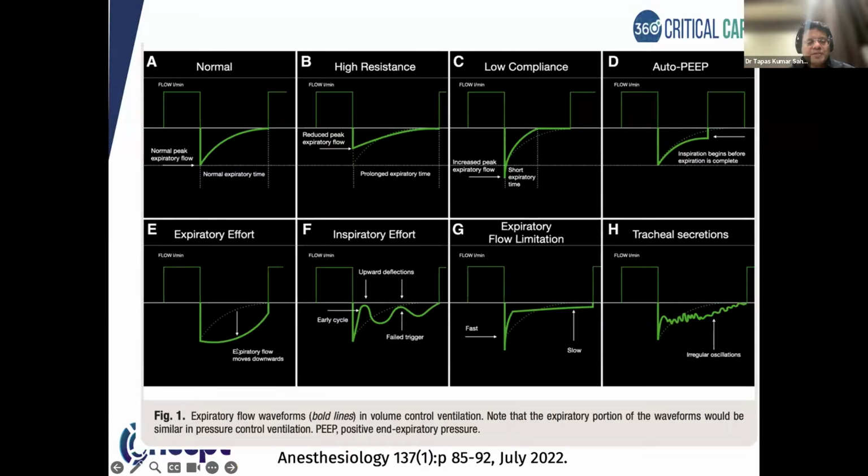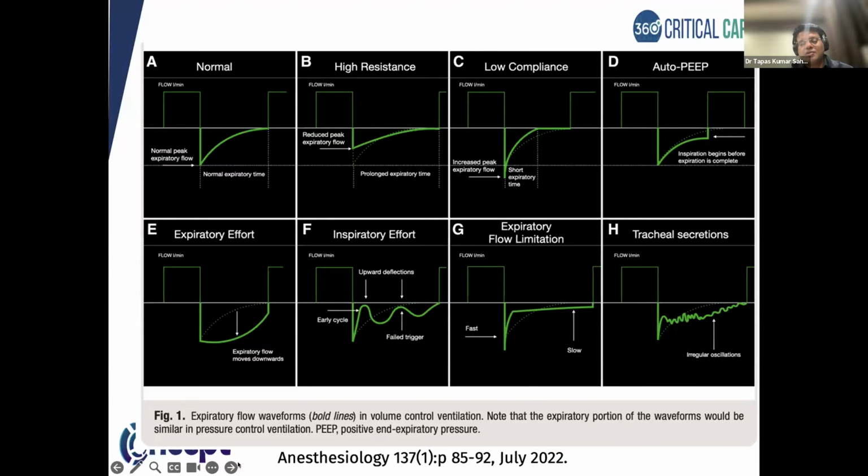Now, expiratory effort, you can see here the expiratory flow moves downwards. I have shown you the inspiratory effort in the inspiratory waveform, that was a little bit swollen in the last picture. Now, if the expiratory flow moves downward, it would be expiratory effort. Now, inspiratory effort, you can see here failed trigger. This patient is trying to trigger the ventilator but is unable to do it. Clear? Now expiratory flow limitation, I have already told you, it is taking so much time to reach the baseline here. Longer expiratory time. If you are getting tracheal secretions, you would get all these irregular oscillations.